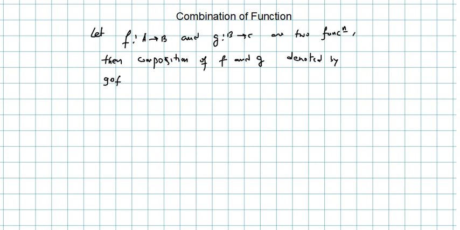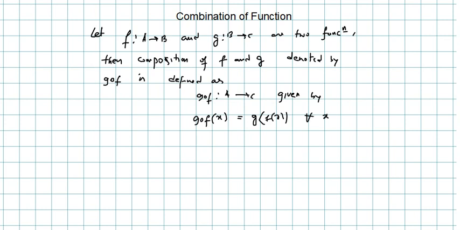g∘f, also known as gof, is defined as g of f from A to C, given by (g∘f)(x) = g(f(x)) for all x element of A.